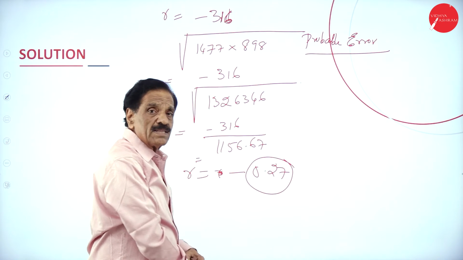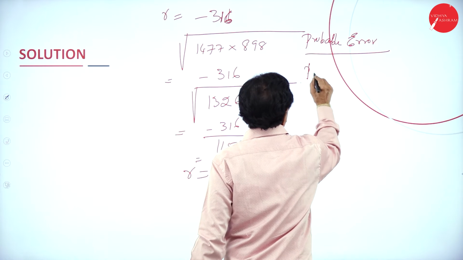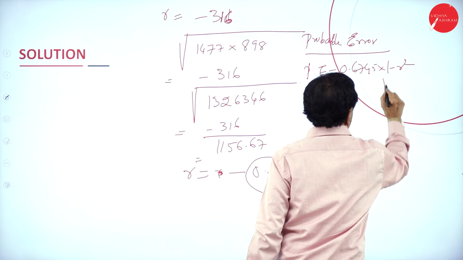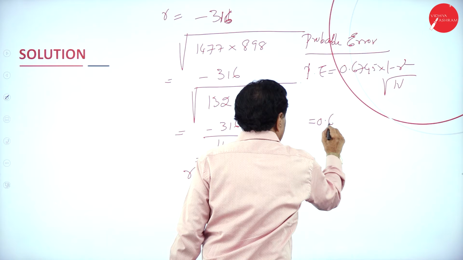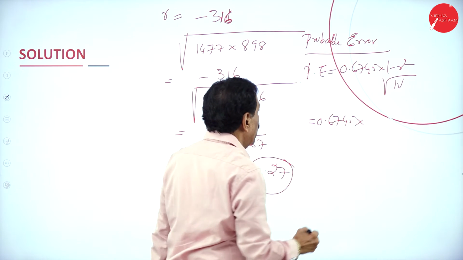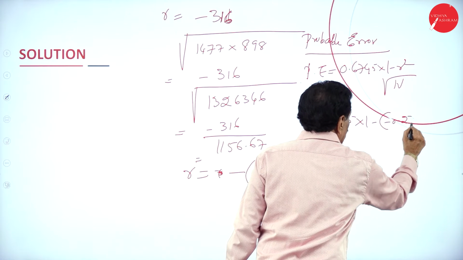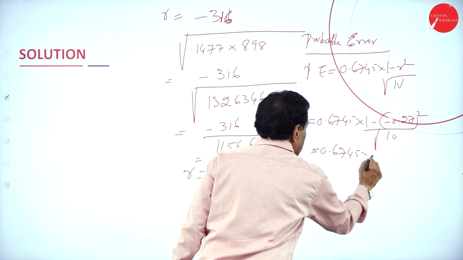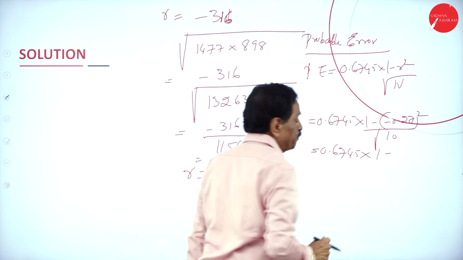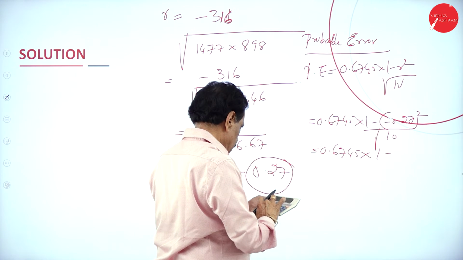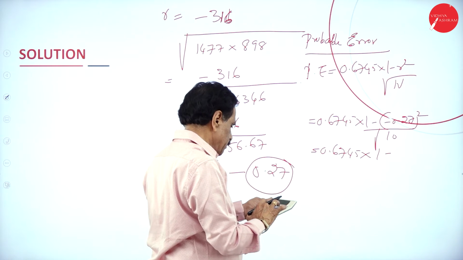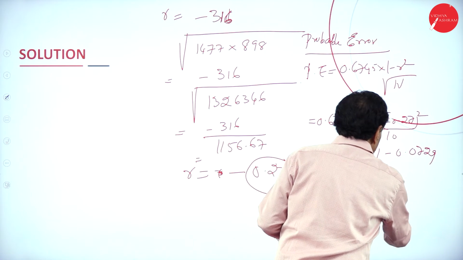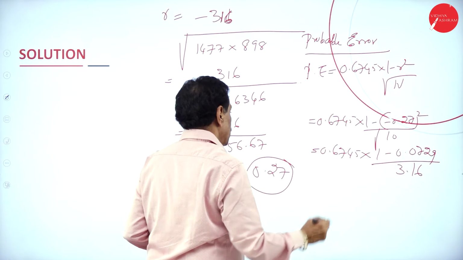We are going to calculate the probable error here now. 0.6745 into 1 minus r square divided by root n. 0.6745 into 1 minus 0.27 whole square, root of 10. 0.6745 into 1 minus 0.27 into 0.27, 0.0729, root of 10 is 3.16.